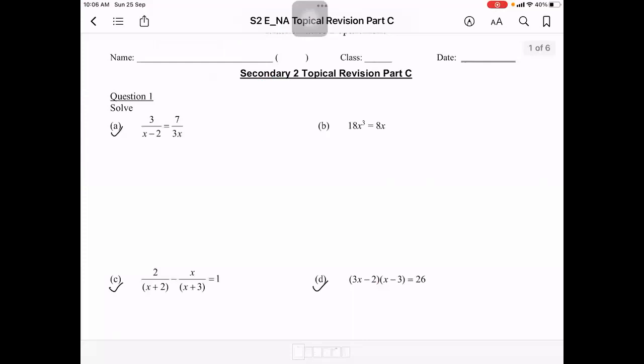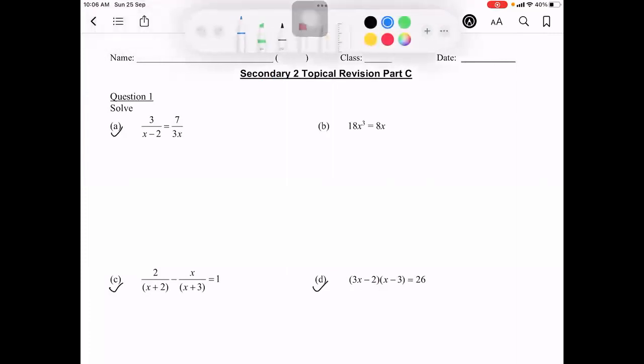Topical revision C. Some of the basic skills involved are cross multiplication, all the different fractions, addition and subtraction of fractions, and most importantly, word problems. It will be very difficult to manage, but we do it slowly. Now let's take a look at this topical revision C.